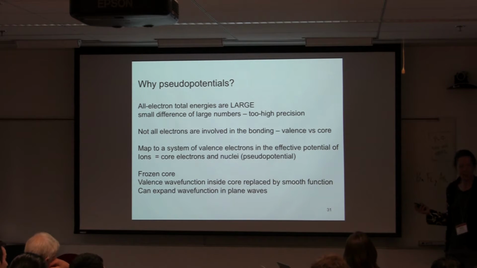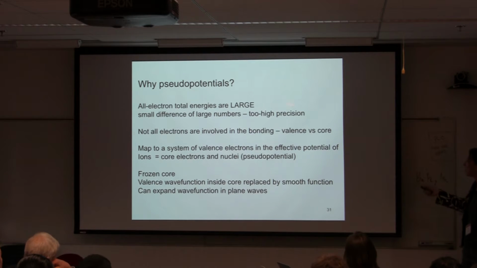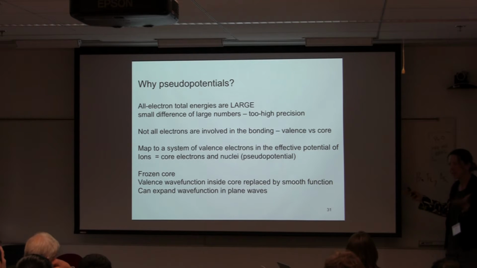But it's basically a constant. So if you're trying to make those curves that I described before, you're looking at small differences of very large numbers, which we know are hard to compute precisely. So pseudopotentials are a way of taking out that big constant energy so that you can focus on the stuff that's actually changing as you change the crystal structure and the interatomic potentials.